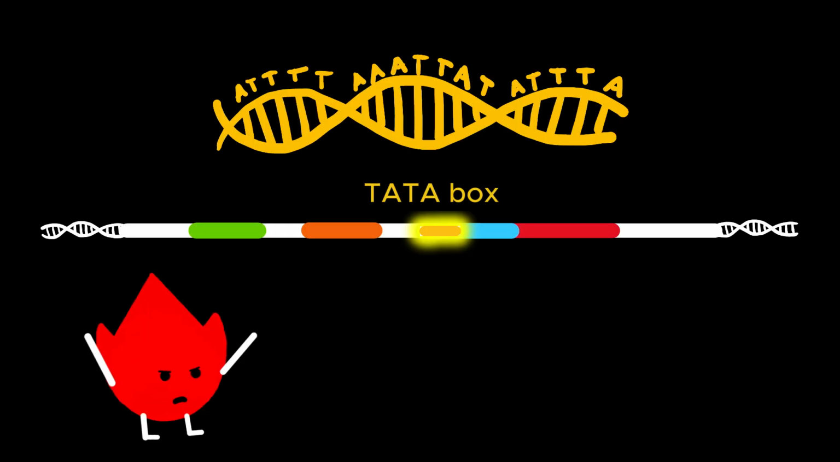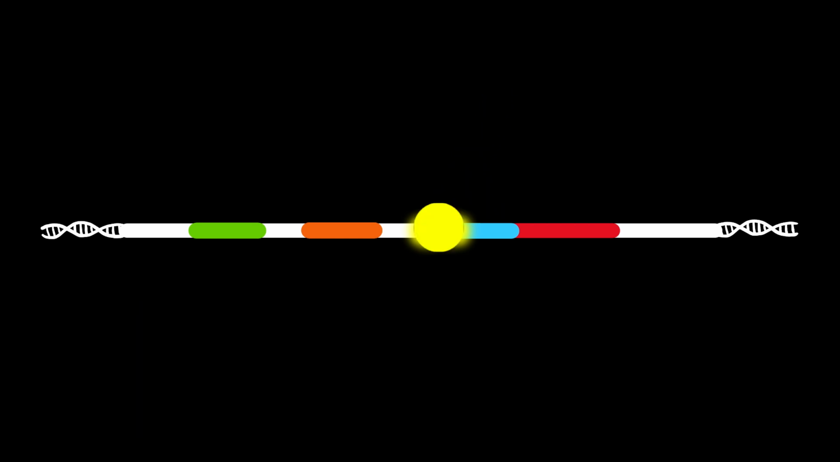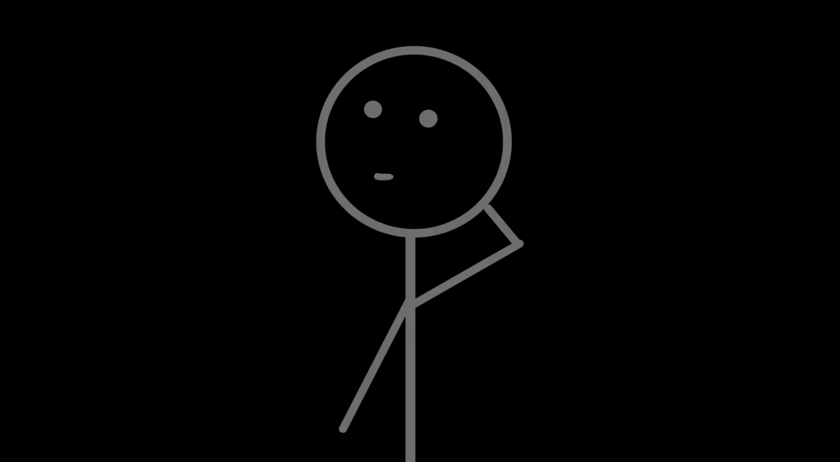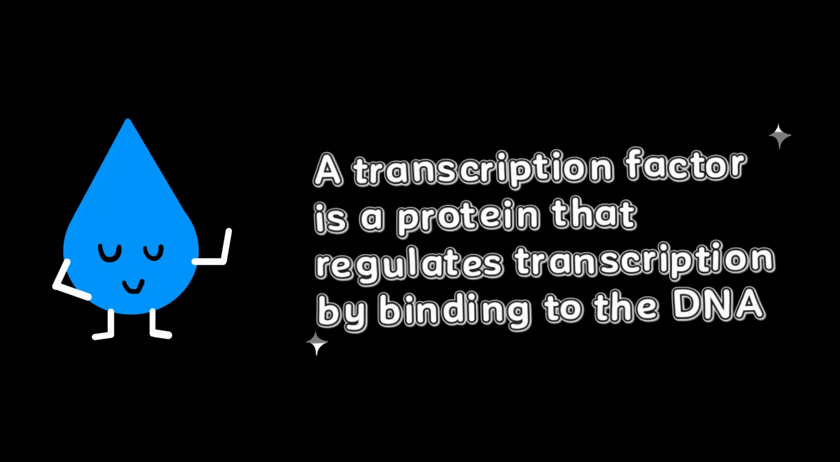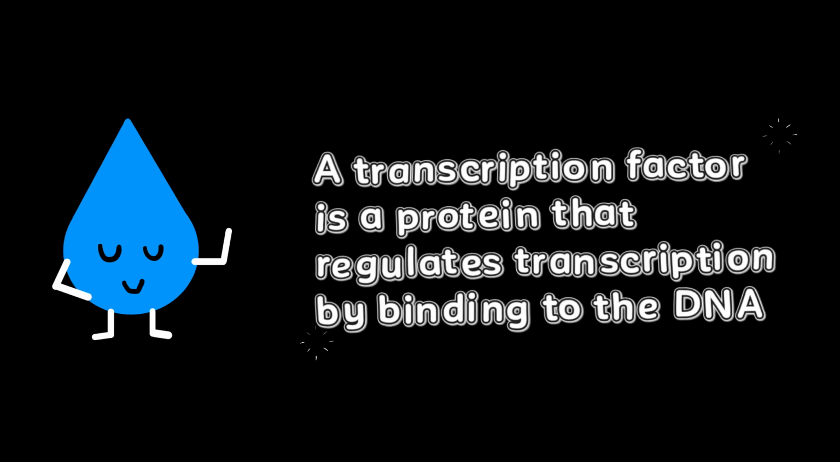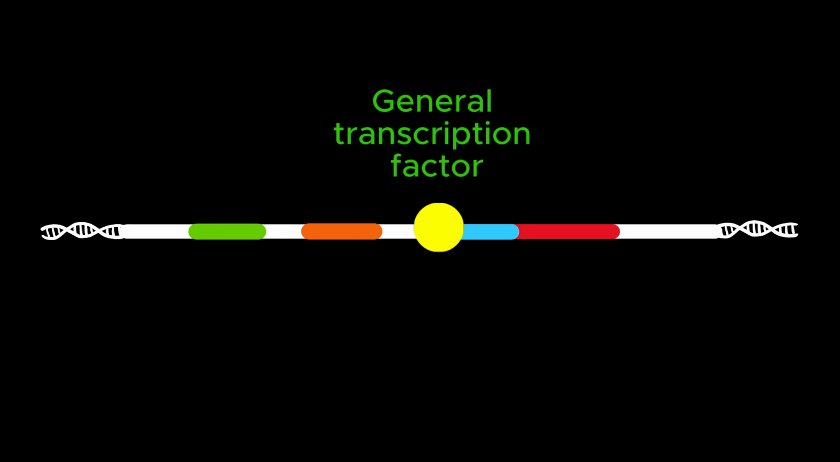Okay, but why is it there? This allows a general transcription factor to bind to it, so RNA polymerase attaches in the right place. Oh, what's a transcription factor? Good question. A transcription factor is a protein that regulates transcription by binding to the DNA. Some, like the one I just explained, are general transcription factors.